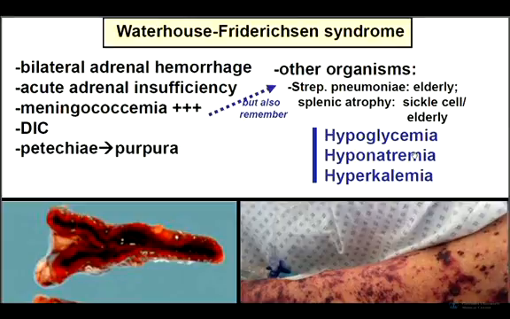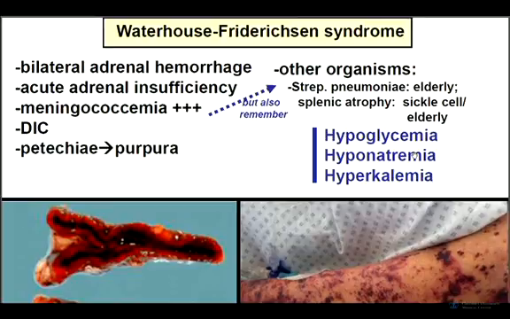Waterhouse-Friderichsen, so we're talking about hypoadrenalism. This is infectious unless it's post-pregnancy, postpartum, when it's known as what condition? Sheehan syndrome. So this is bilateral adrenocortical hemorrhage.